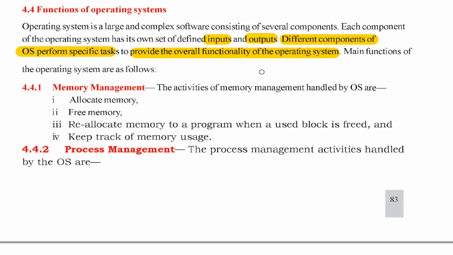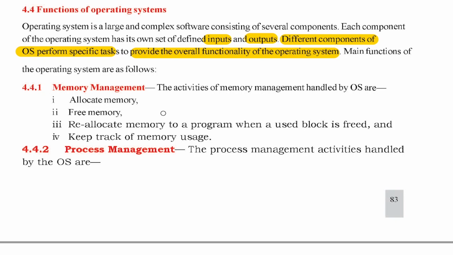Here, remember, component means it's a part of software. It's not physical. It's not hardware I'm talking about. Normally when we say component, we think of hardware, but here it's not hardware. It's a different group of instructions that does a specific task. Combining all of these, they help the entire functioning of the operating system. That's what we are talking about here: different components of the operating system perform specific tasks to provide the overall functionality of the operating system.